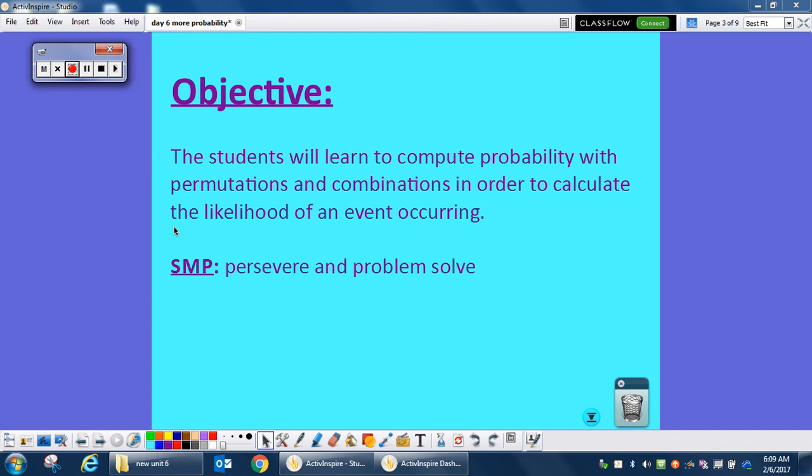All right, today your objective is the students will learn to compute probability with permutations and combinations in order to calculate the likelihood of an event occurring. Today's problems you're really going to have to pay attention to whether it's a permutation or combination, and you're really going to have to make sure you pay attention to what the question's asking.